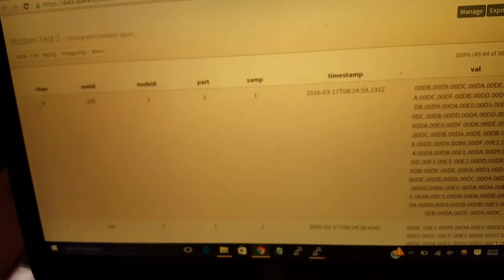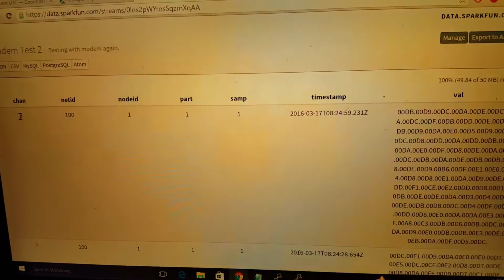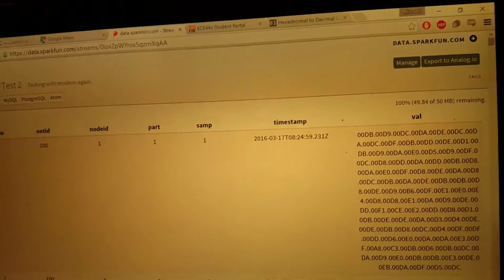We can see we have channel 8. Start over here, the left-hand column, we've got our channel number. Channel 8. We scroll all the way down: 7, 6, 5, 4, 3, 2, 1. All in the database. So all 8 channels have data taken and have been sent.